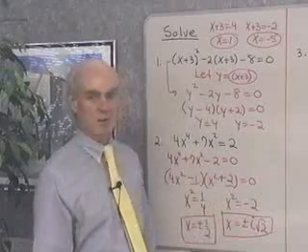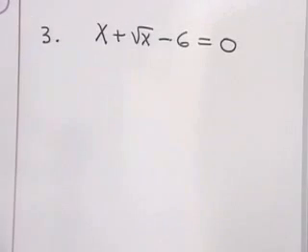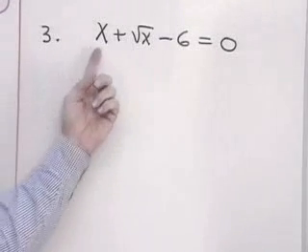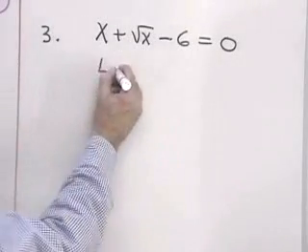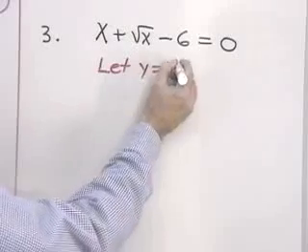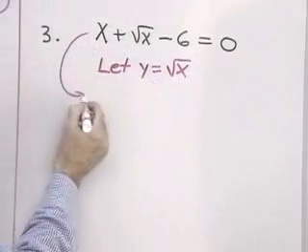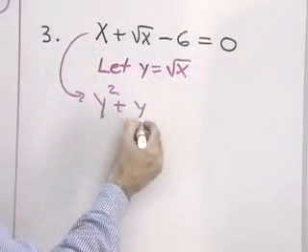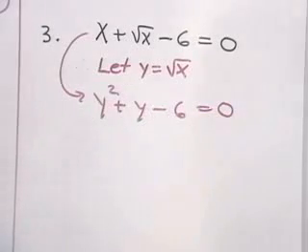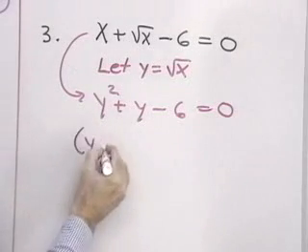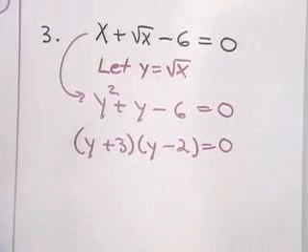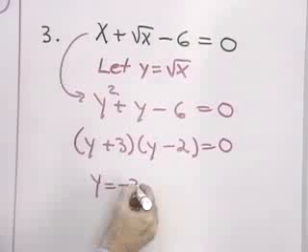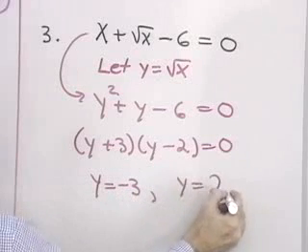Let's look at our next example, which involves the square root of x. This is quadratic in form. I could say let y be equal to square root x, then this would be y squared plus y minus 6 is equal to 0. So let's do that. Let's let y be equal to square root x. Then this equation becomes y squared plus y minus 6 is equal to 0. This I would factor into y plus 3 times y minus 2 is equal to 0, giving me solutions of y equals negative 3 and y is equal to 2.